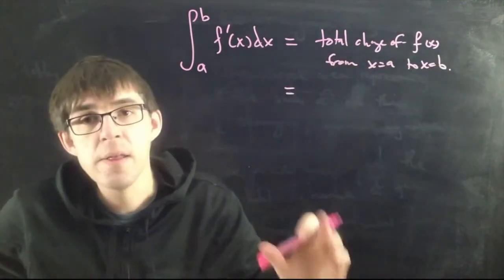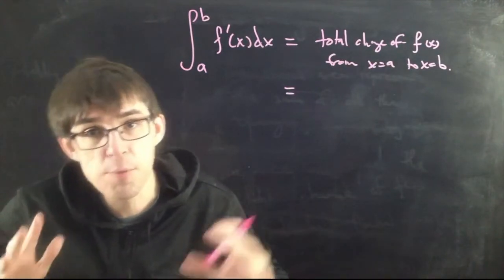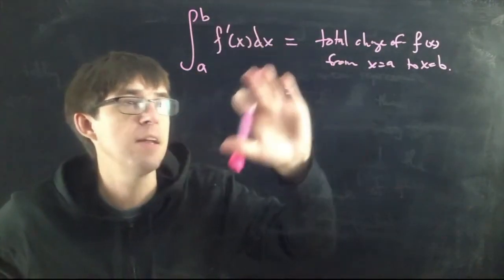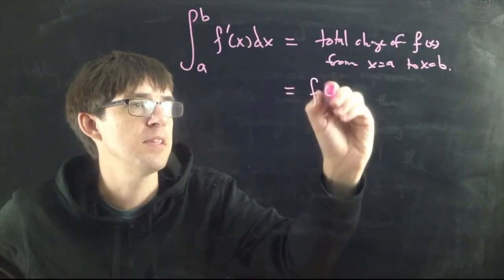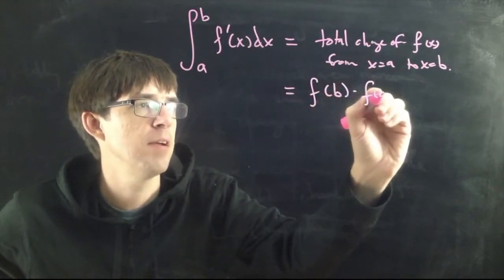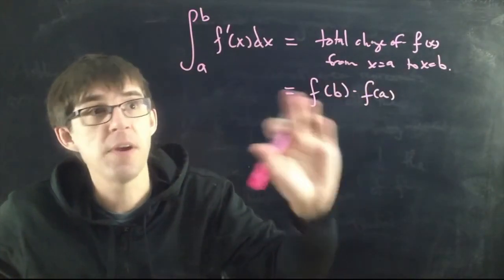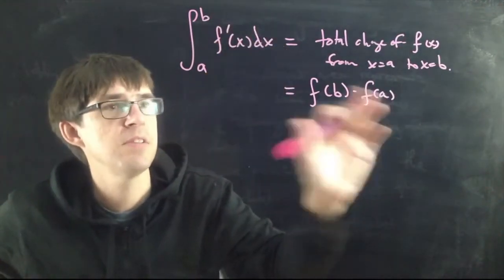And what is that? I keep on saying it's the final value minus the initial value, but actually you can write that in very simple terms. It's this, f of b minus f of a, right? This is what I mean by the final value. The value at the end minus the value at the beginning.